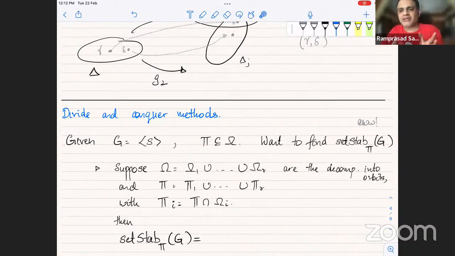Cube. What would you have done in the Rubik's Cube setting? You would basically say something like, let's forget about everything else, let's solve pi 1. Okay, once we solve pi 1, let's then address pi 2, and then let's address pi 3, etc., etc. So I'm just going to write that differently. So I'm basically going to say, let's look at the set stabilizer of pi 1.